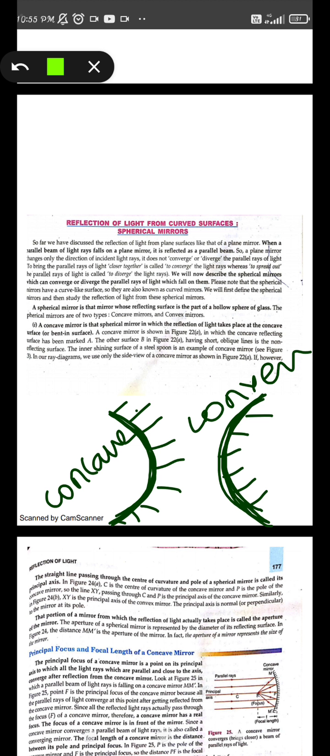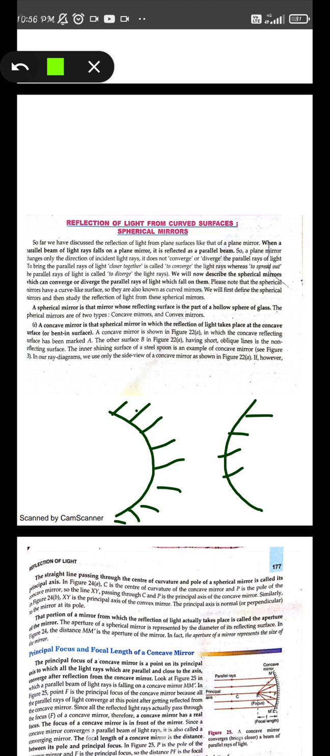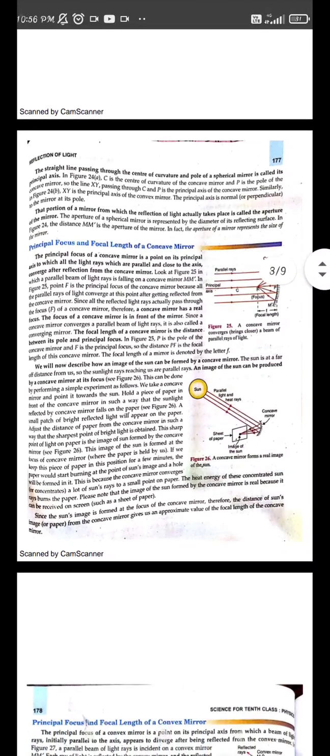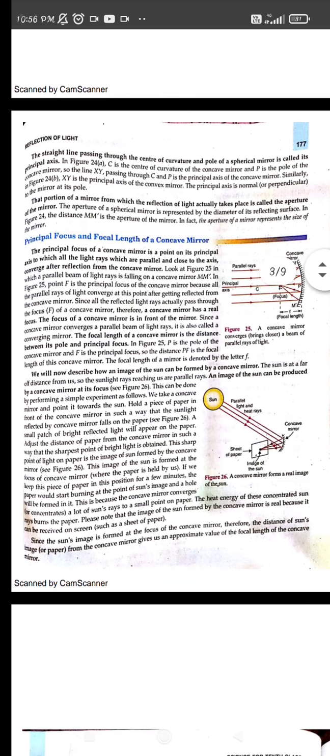For this we can take the example of a steel spoon, because in that spoon we can see both the concave as well as the convex mirror. The inner shining surface of the steel spoon will be the concave and the outer surface will be the convex. We'll see some more parameters of the spherical mirror. By looking at these oblique lines, you can tell what the mirror is, because we can identify which is the non-reflecting surface and which is the reflecting surface.